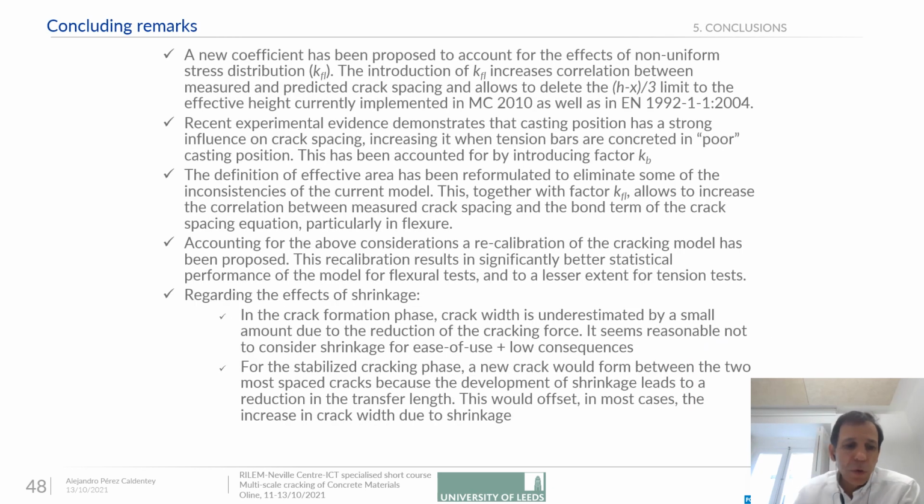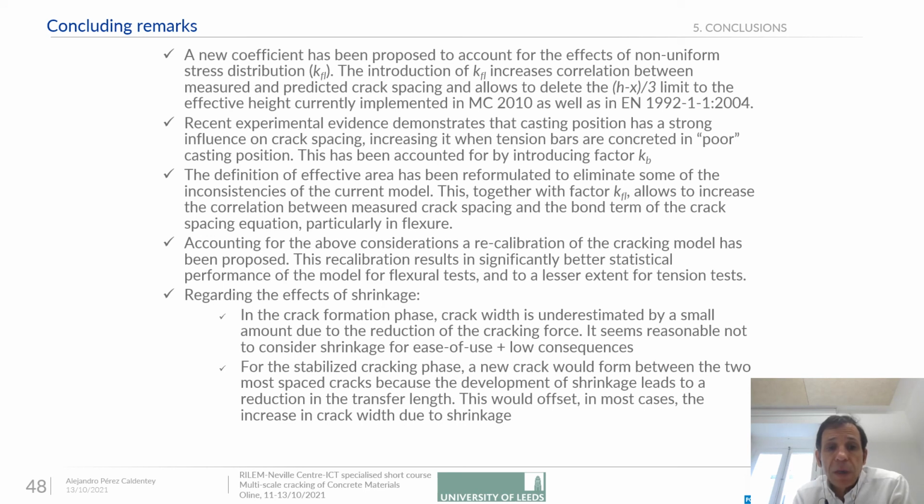Okay, so if we go to the conclusions, the first is that we have introduced a new coefficient to account for the effects of non-uniform stress distribution, KFL. The introduction of this factor increases the correlation between the measured and predicted crack spacing and allows to delete the h minus x over 3 limit to the effective height currently implemented in Model Code 2010 as well as in Eurocode 2.